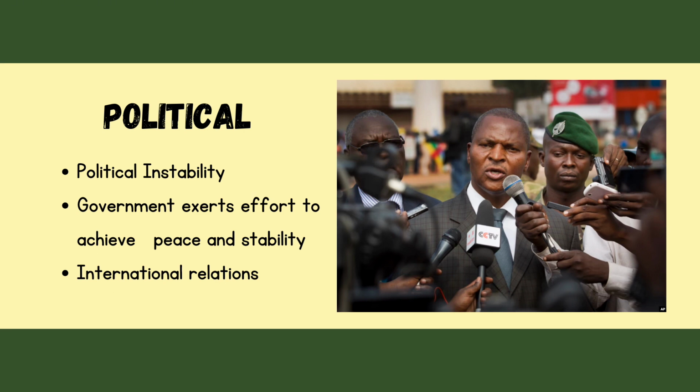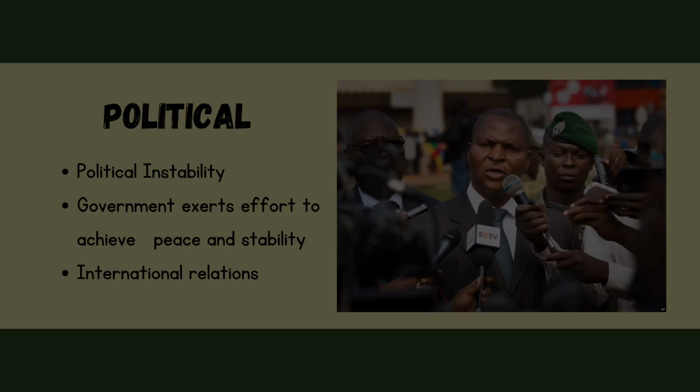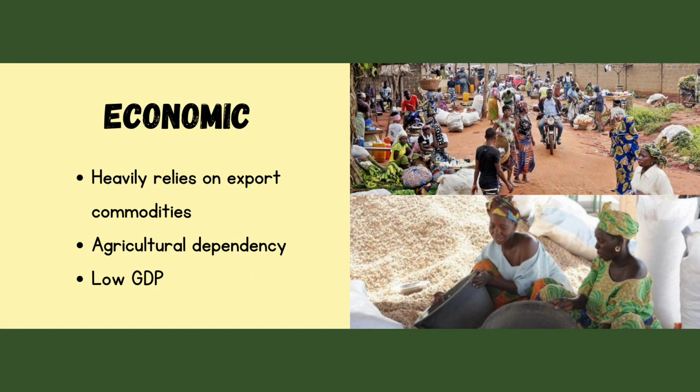Next is the government's effort to achieve peace and stability. Efforts by the government of the Central African Republic and international organizations to establish peace and stability in their country are ongoing, with peacekeeping missions and diplomatic initiatives. And lastly, international relations. Their relationship with the neighboring countries and global powers plays a crucial role in shaping their political landscape.